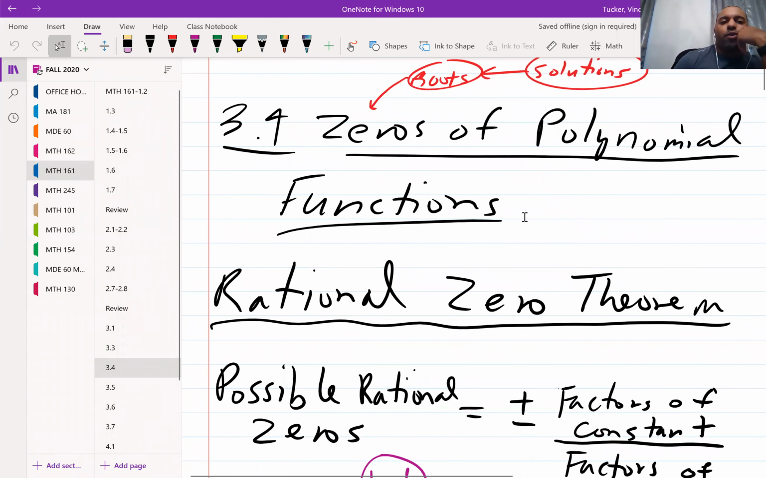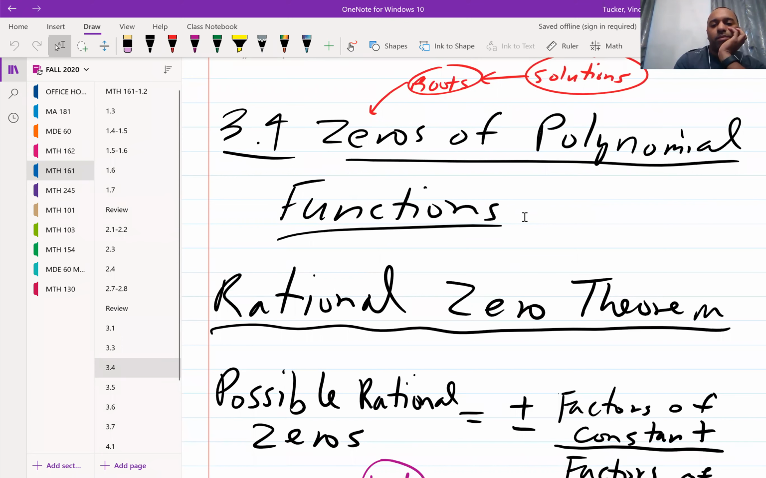All right, so 3.4 is zeros of polynomial functions. Sorry about that. Another word for zeros is roots, and another word for roots is solutions. I think I mentioned it in one of the previous sections, but zeros, roots, and solutions are the same thing.